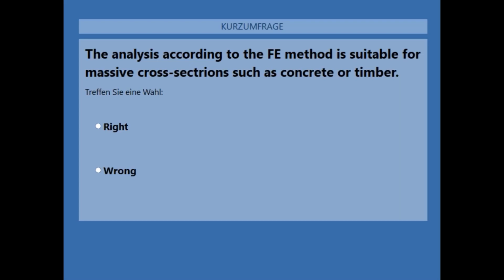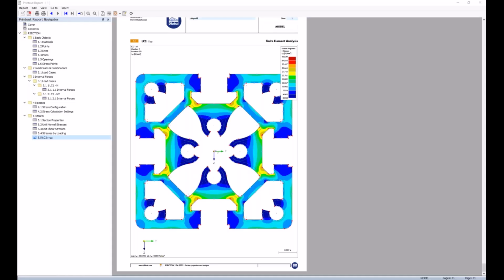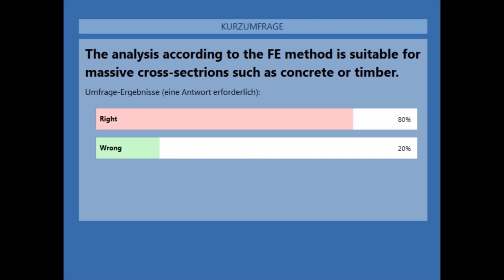Nearly all of you have answered this question, so I share the results. The correct answer is that the finite element method is suitable for the calculation of massive cross-sections. Most of you have given the correct answer.